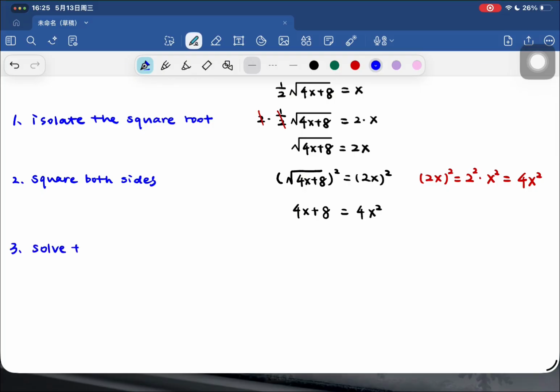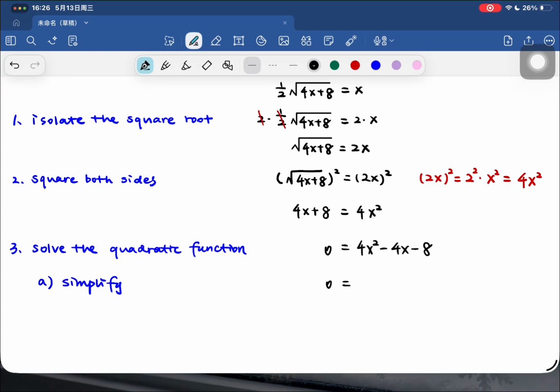Now we have a quadratic equation, which is an equation with an x squared term. To solve a quadratic equation, we usually move everything to one side and set the equation equal to 0. So from 4x plus 8 equals 4x squared, we subtract 4x and subtract 8 from both sides. So 0 equals 4x squared minus 4x minus 8. We can see that every term is divisible by 4, so we can first simplify by dividing the whole equation by 4. So we get 0 equals x squared minus x minus 2.